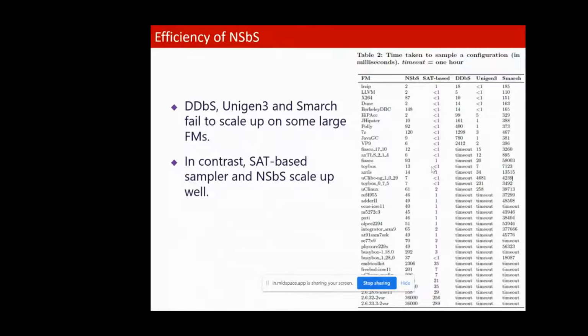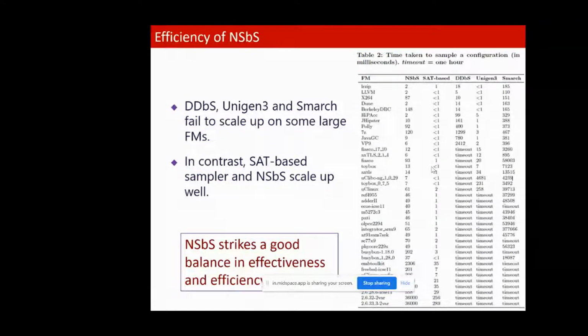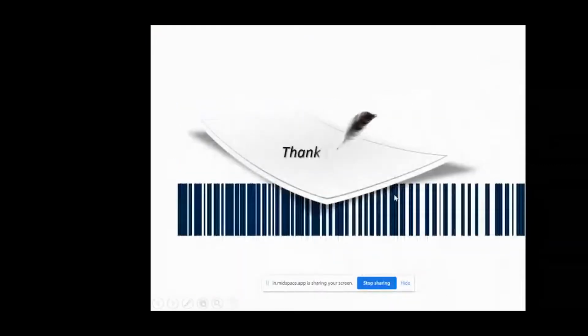So this suggests that our algorithm can strike a good balance between effectiveness and efficiency. Like DDBS, we can produce diversified samples, and like the SAT-based sampler, we can find solutions for all the cases, even some cases where the number of features is greater than 60,000. Okay, that's all for it. Thank you.